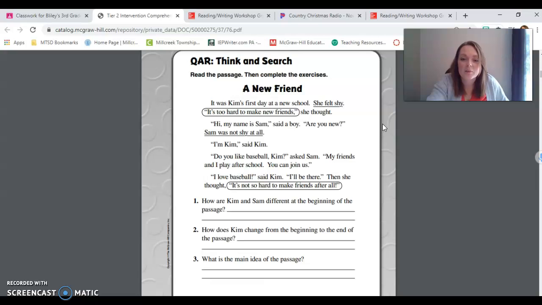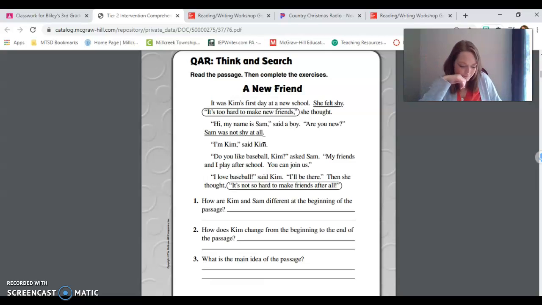How are Kim and Sam different at the beginning of the passage? Okay, there are some things that are underlined. Let's look back. She felt shy. Sam was not shy. So let's think about it. How are they different? Kim is shy. She's a little timid. She's nervous. Sam is not. He's like, hey, how are you? He's pretty outgoing. Would you like to come play with us? That is how they are different.